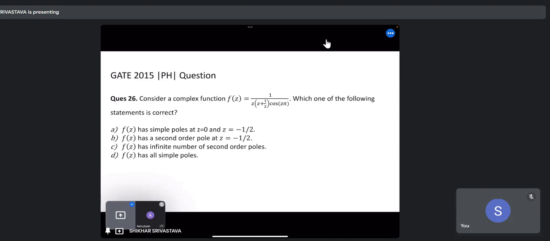If it was some simple function like this, then you could have easily said that it has two poles, 0 and minus 1 by 2. But it also has a cos of z pi. The simple thumb rule is that whenever you get this kind of question, where you have a trigonometric function and an algebraic function multiplied together, you always try to solve it using Laurent series expansion.